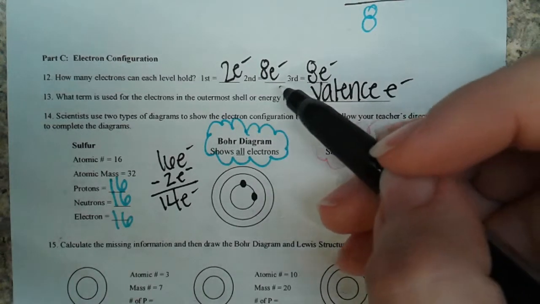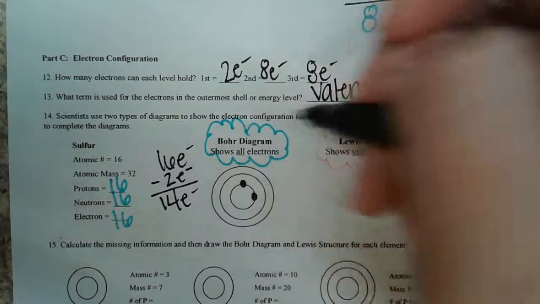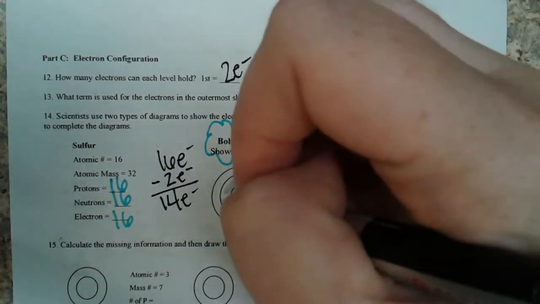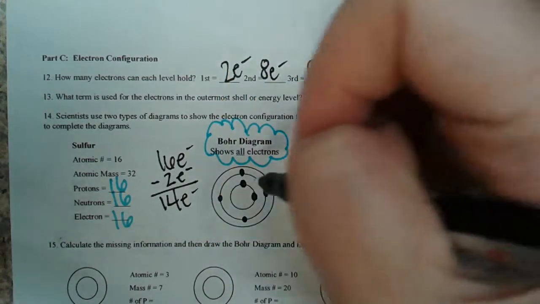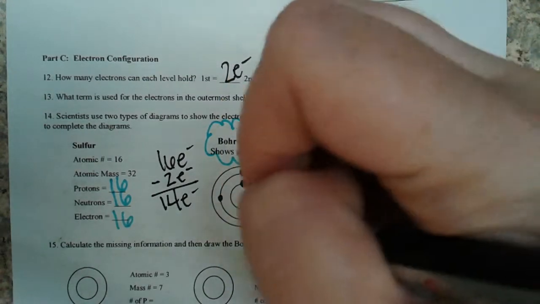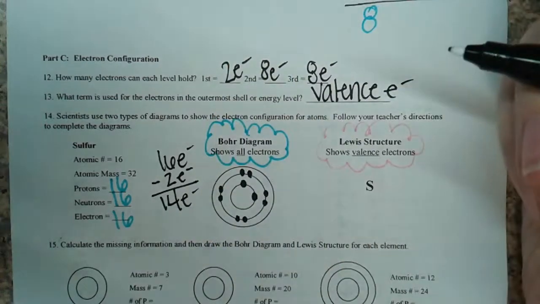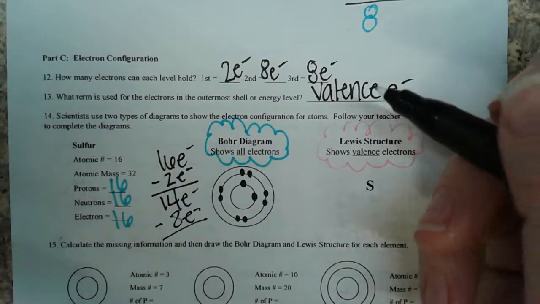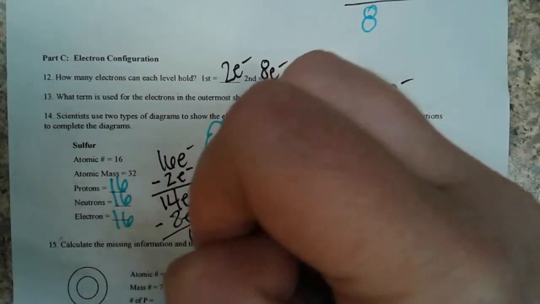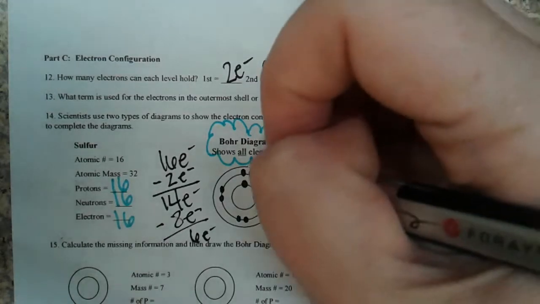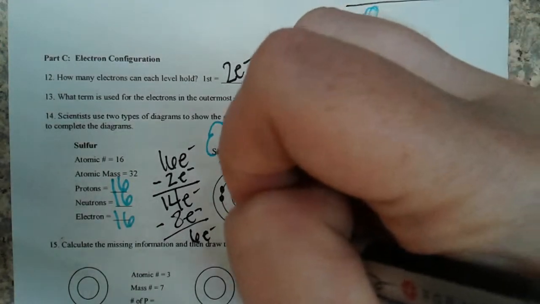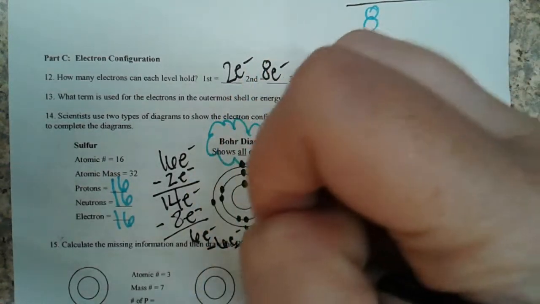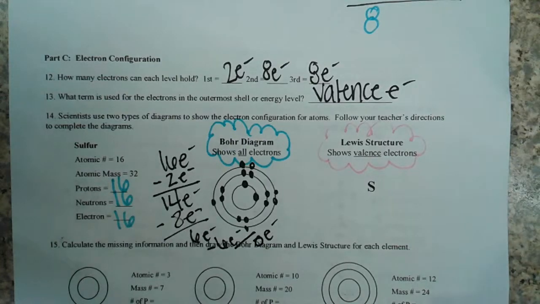According to the octet rule, the second shell can only hold 8. Here's where we're going to do it again. North, east, south, west. There's 4, so now we're going to double them up. 5, 6, 7, 8. I just spent 8 more electrons, or $8 more. So how many more do I have left? 6. I have 6 more electrons. So go ahead and put them in. 1, 2, 3, 4, 5, 6. So I've spent all my electrons.